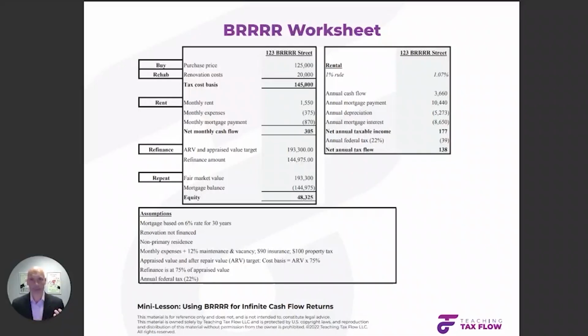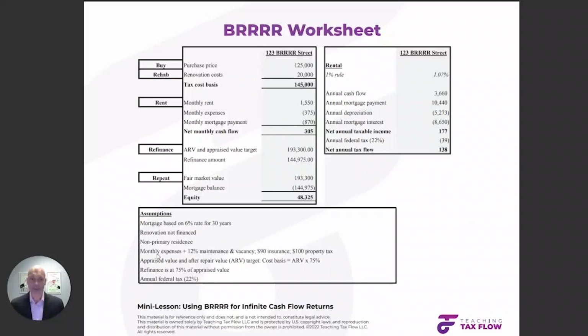One, we're at a 30-year mortgage at 6% interest rate. We're going to assume the renovations to the property are not financed. Some people can and do finance those renovations, but again, that's just what we're going to assume right now. Obviously, this is a non-primary residence. We're working right through these assumptions here. Monthly expenses can vary based on locality, but we're looking at 12% for maintenance and vacancy, insurance, property tax. Again, those are all very locally driven.